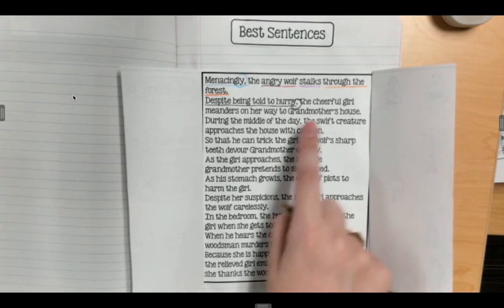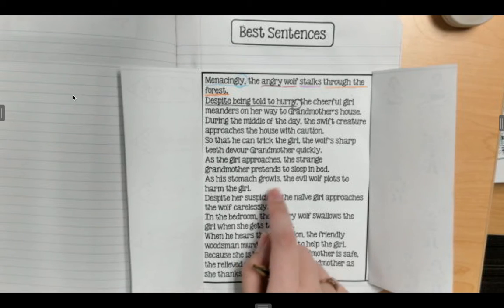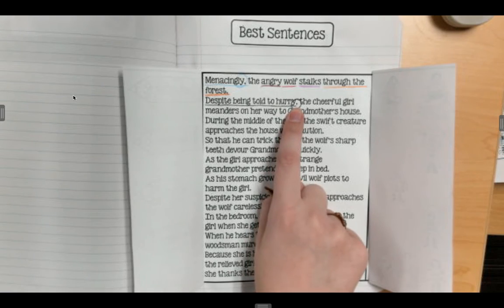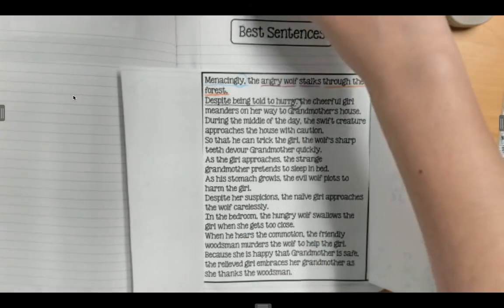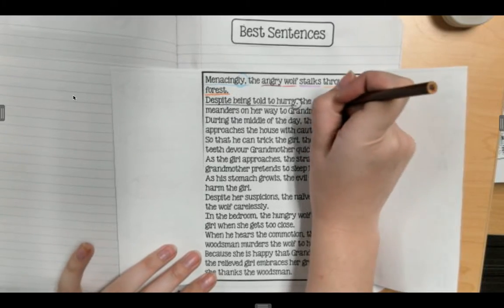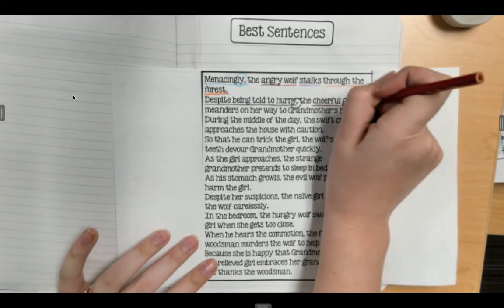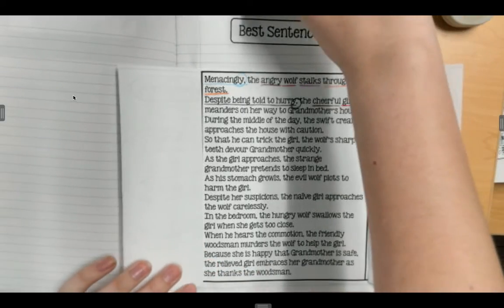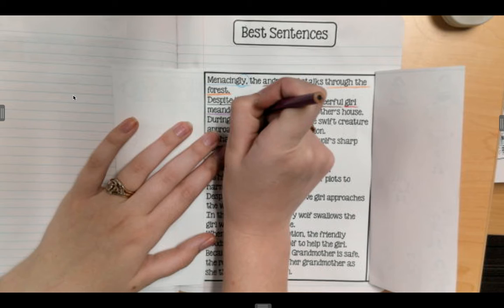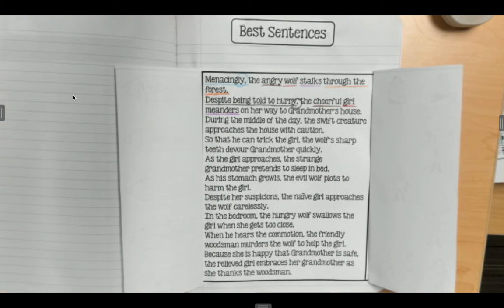So make sure anytime you're moving an action part from the end to the beginning, we place a comma after the first one. Commas are very important. The sentence will be marked wrong if there's no comma. So let's go on to the rest of that sentence. Despite being told to hurry, the cheerful girl meanders. So cheerful is our describer, describing the girl. She is cheerful. And since our describer is describing something, that is our subject, girl. And then meanders is our vivid verb. We could just say walks, but is that a vivid verb? No. So meanders is a much better word than walks or run.